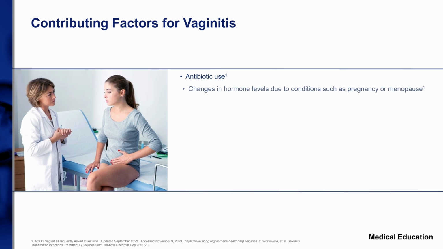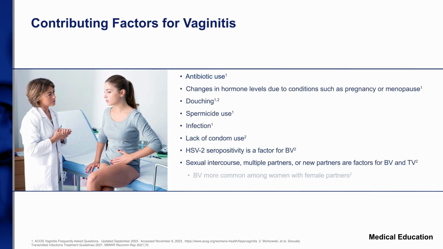As vaginitis is an inflammatory and infectious condition with an imbalance to the natural vaginal environment, there are certain factors that are associated with increased risk of vaginitis, including but not limited to antibiotic use, any change in hormone levels due to pregnancy or menopause, lack of use of condoms, using spermicides or irritants, an infection with HSV2 as well, or having new or multiple sexual partners.